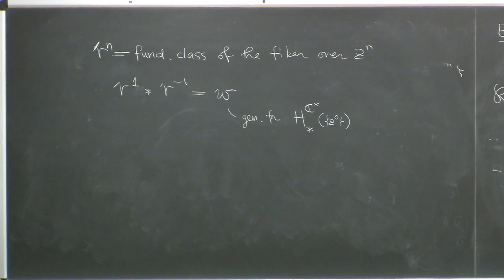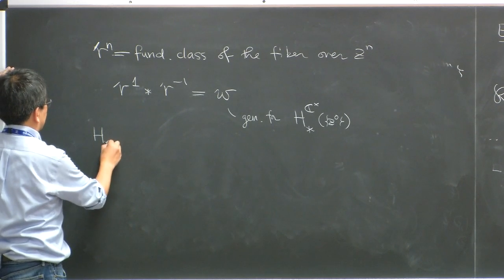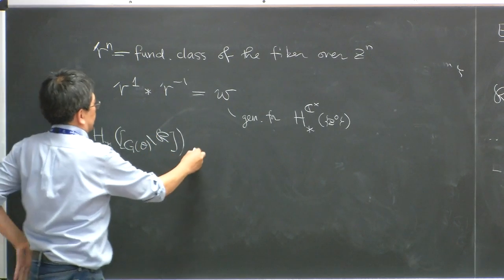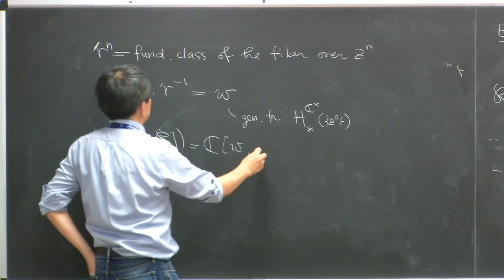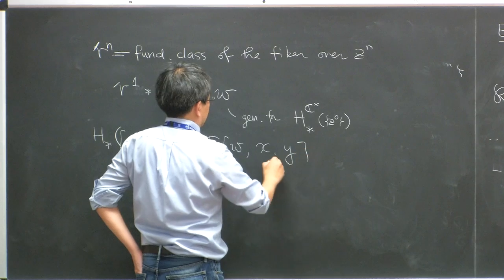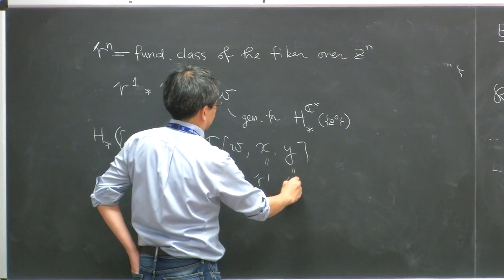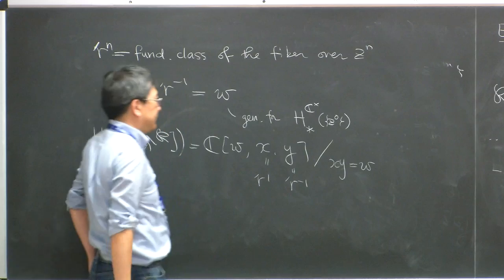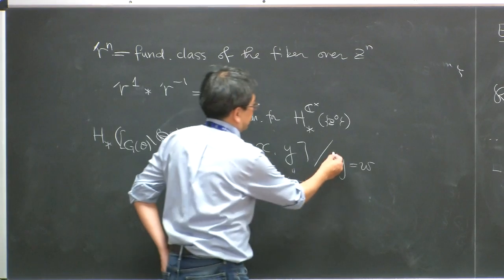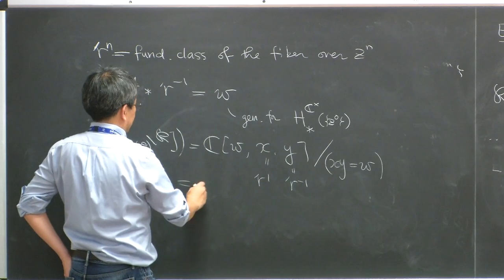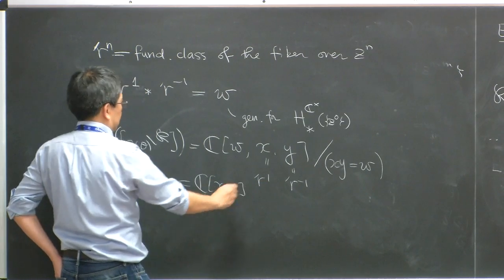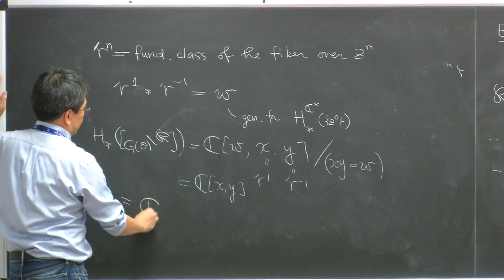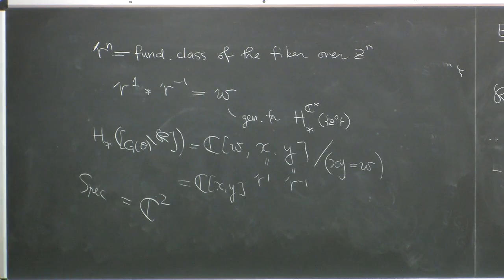So I get H star of G of O divided by K, generated by W, X and Y, where X is equal to R prime of 1 and Y equal to R prime of minus 1. And the equation is X times Y is equal to W. But W is just given by X times Y, so this is a polynomial ring in two variables, X, Y. So its spectrum is C2. And this again has a flat metric.